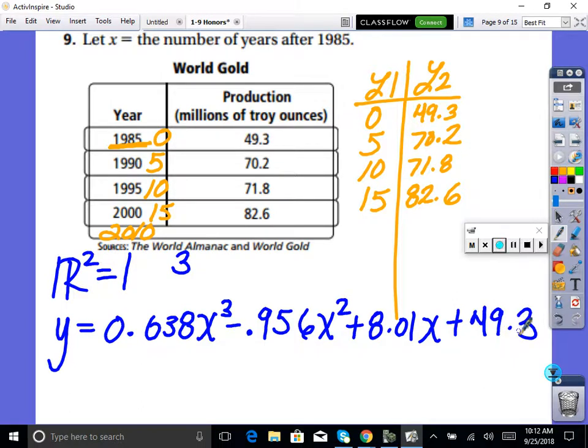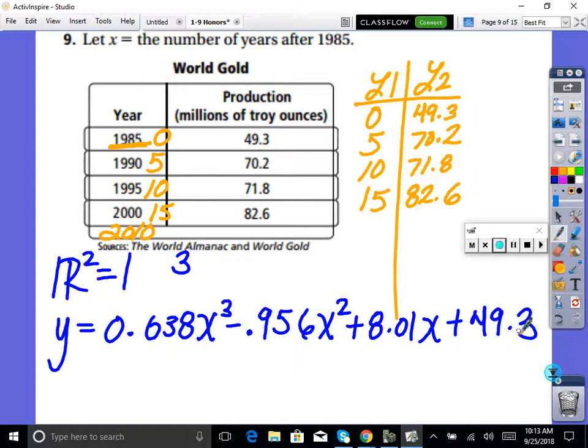Now what we can do is we can take this cubic, this polynomial, and we can find future expectations if things continue in the same trend, and we can even go back in time. So let's see what year 2010 is. Now look, this is answering number 15. It says, what can you estimate the world gold production will be in year 2010?